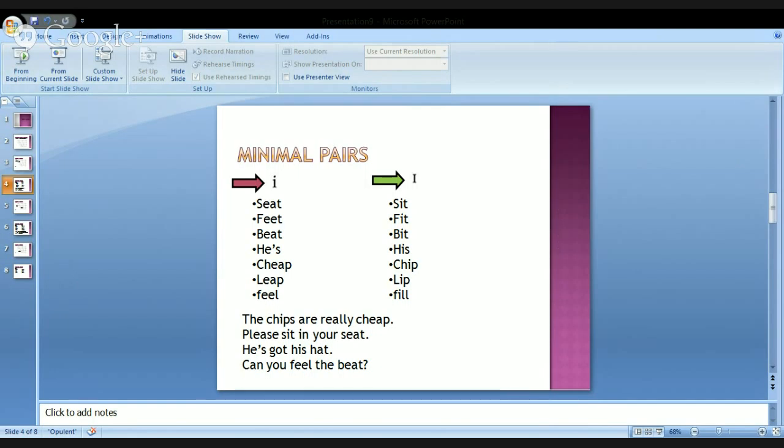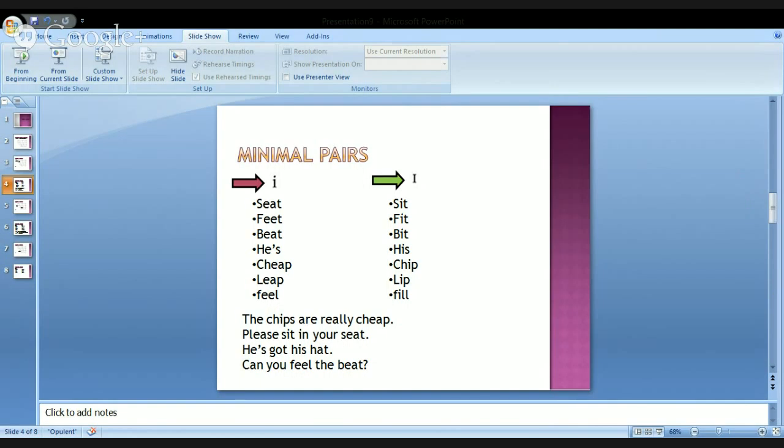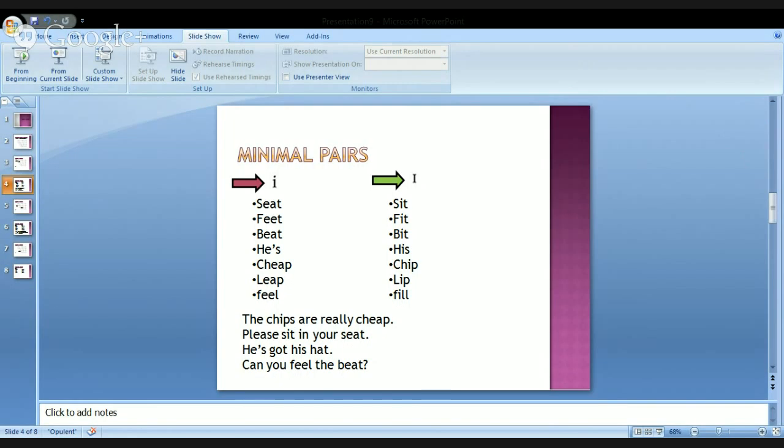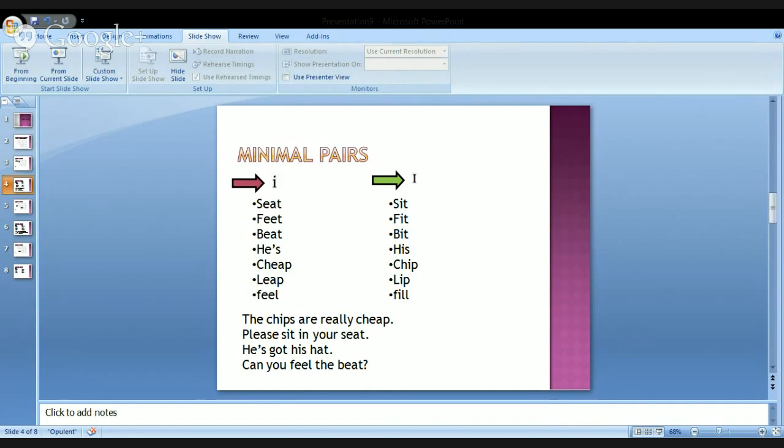Well, listen to this one again. I think you said it right when you said it in the sentence. Can you feel the beat? Can you feel the beat? Not bit, because that would be like if I bite something with my mouth. So this is beat, not bit. So which one is this one? Can you feel the beat, yes.